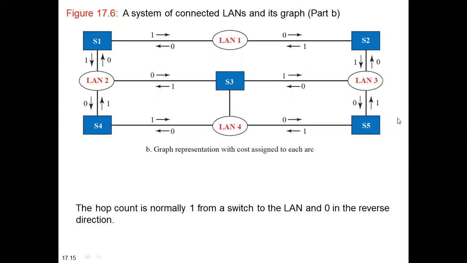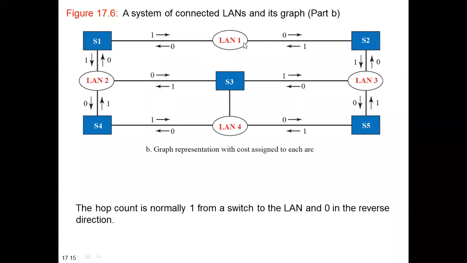Now for this, we are supposed to calculate the cost, the cost of each switch as well as the LAN. For example, if I consider a switch, the data can be transferred from switch 1 to LAN 1. I'll consider the cost of transferring the data from this point to this point as 1. We call it the hop count. The hop count is normally 1 from a switch to the LAN. The reverse, from a LAN to the switch, we will consider as 0. So for all the configurations, you need to write down this hop count.